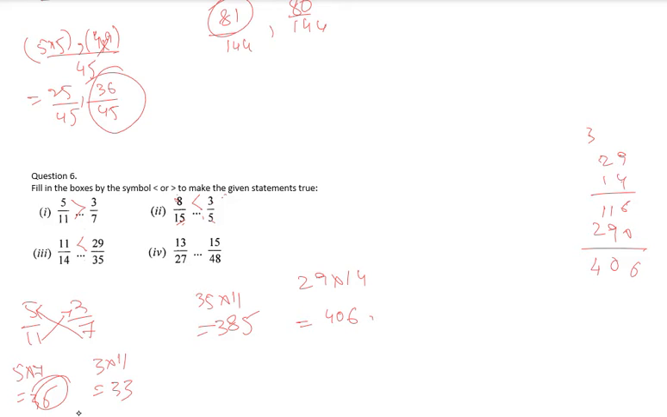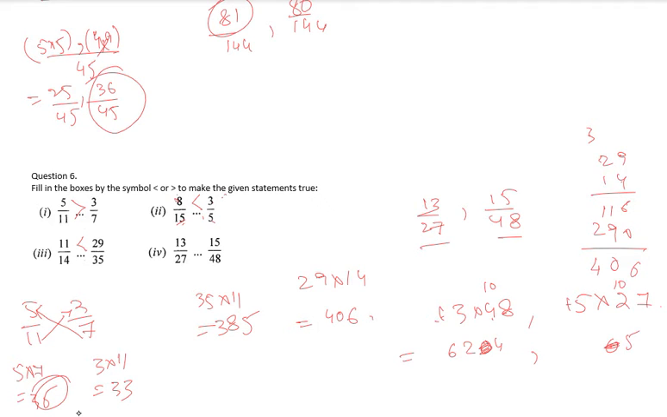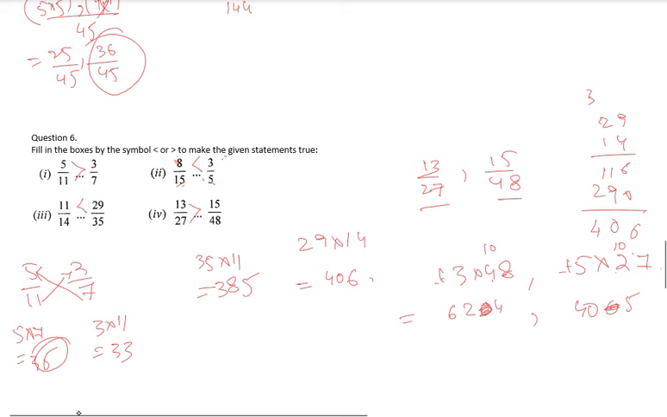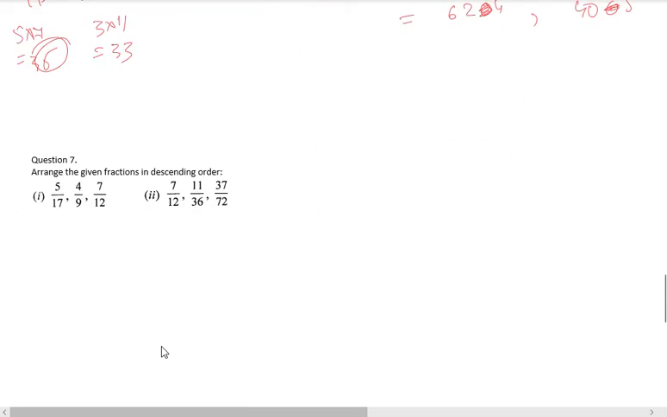Then the next is again 13 by 27 and 15 by 48. So 27 and 48, I can find the LCM, but I am using the shorter method, 13 into 48 and 15 into 27. So 13 into 48 is how much? 13 8s are 104. 4 written, 10 carry, 13 4s are 52 plus 10 is 62. And similarly, 15 sevens are 105. So 5 written, 10 carry, 15 twos are 30 plus 10 is 40. So 624 is greater.